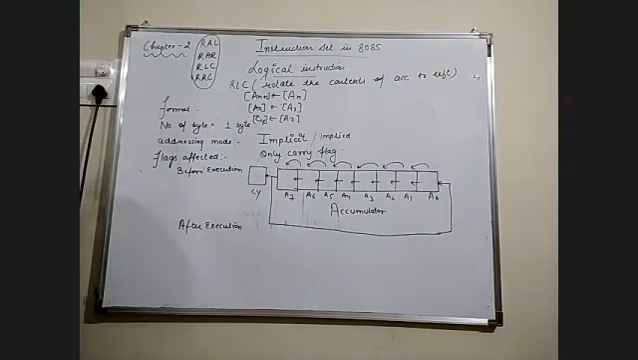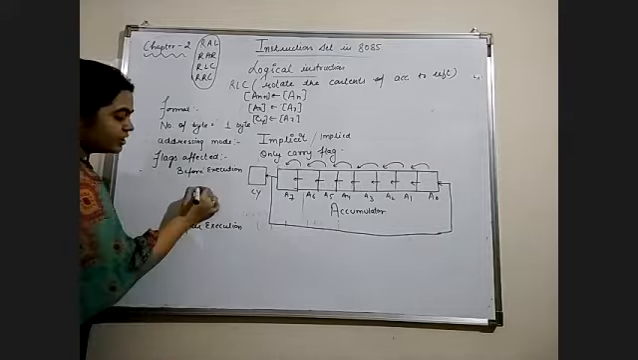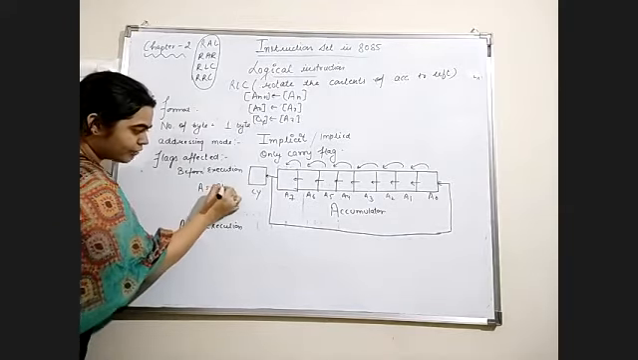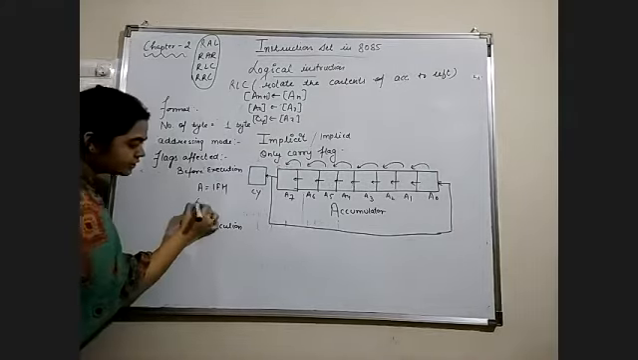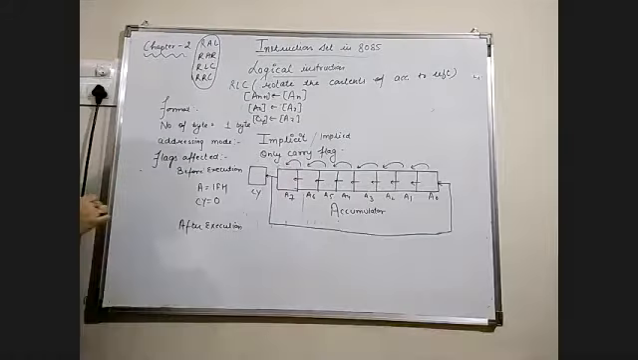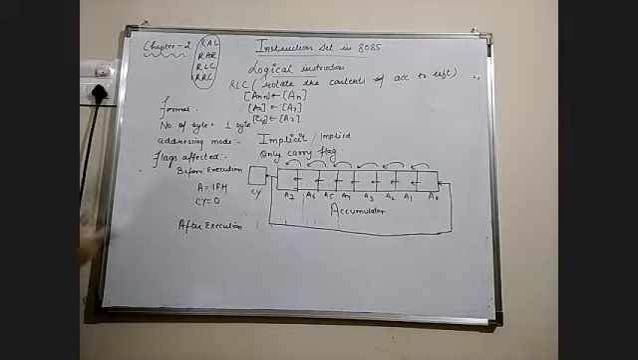Now, we can see the example of RLC. Before execution, suppose we have in the accumulator 1FH. These are the contents in the accumulator before the execution, and in the carry flag we have value 0 before the execution. So we can see the result after the execution.